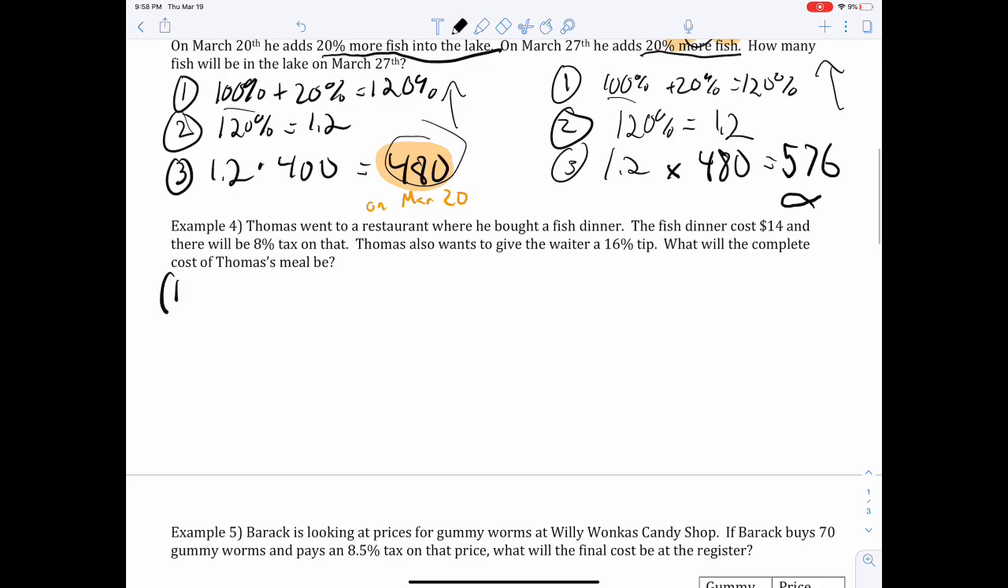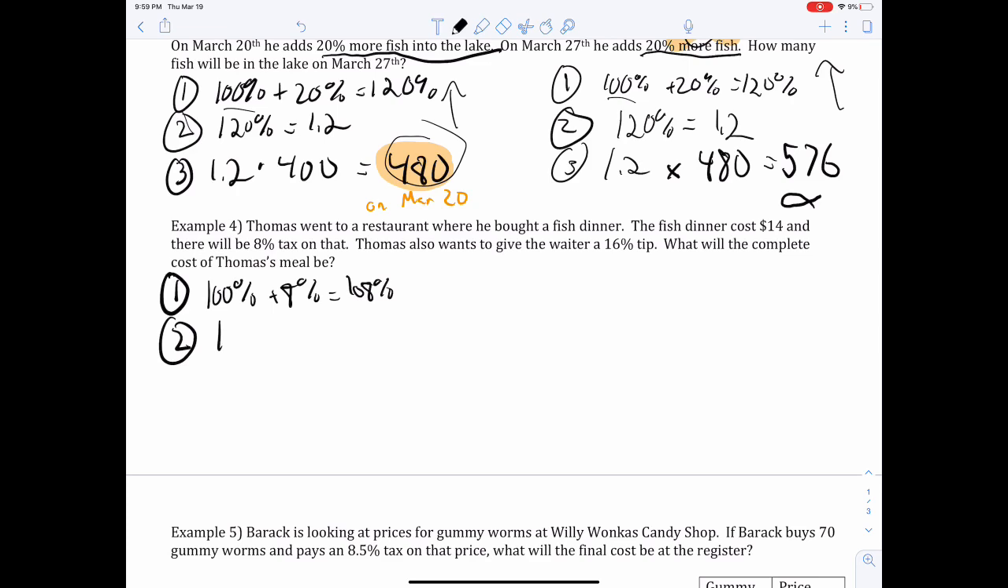Okay, number 4, we're talking about Thomas here. He goes to a restaurant where he bought a fish dinner. The fish dinner costs $14, and there'll be an 8% tax on that. All right, I'm already thinking what I'm probably going to do. Thomas also wants to give the waiter a 16% tip. What will the complete cost of Thomas's meal be? So the new percent will be 100 plus 8% to be 108%.